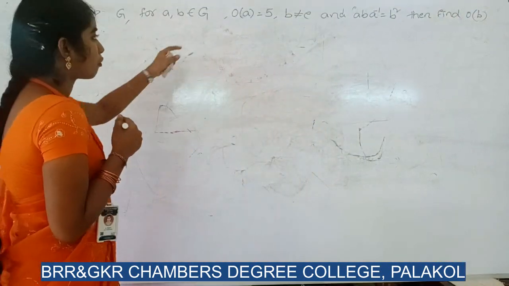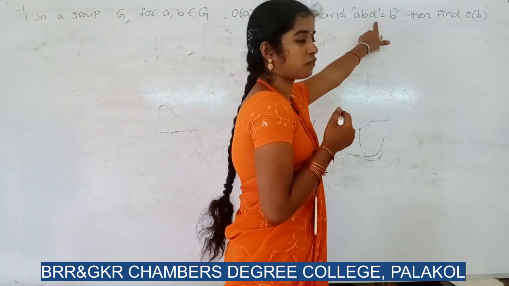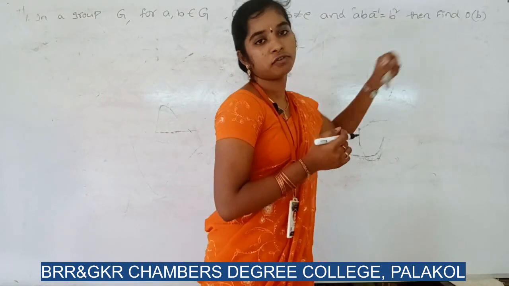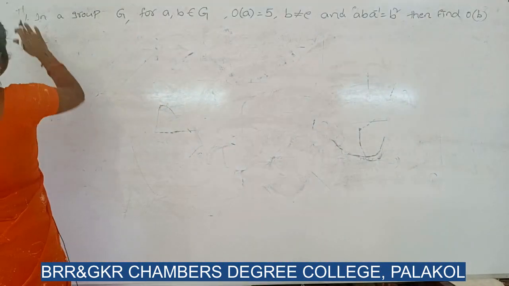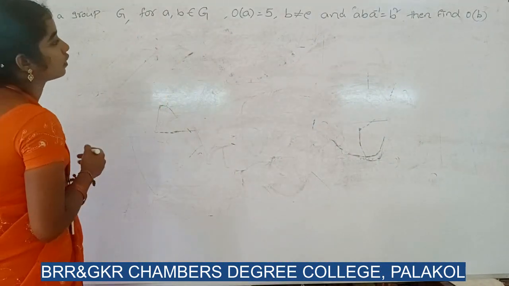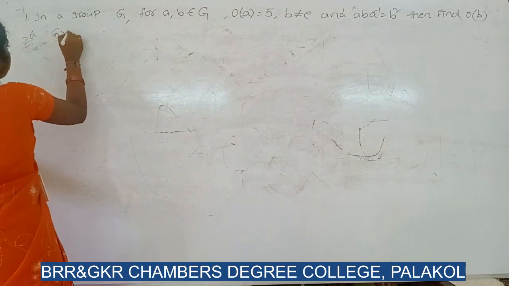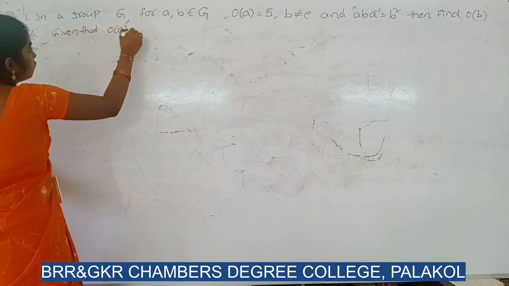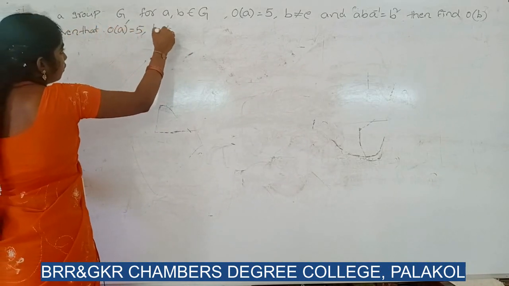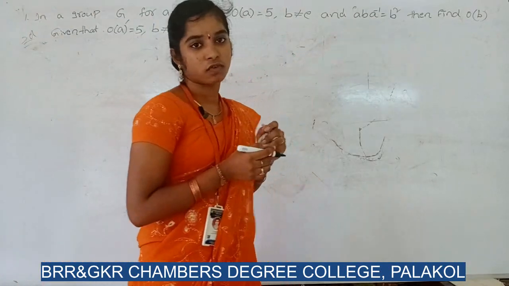Already given that the order of a equals 5, b is not equal to e, and a b a inverse equals b square. So how do we find the order of b? Let us start the solution. Given that the order of a equals 5 and b is not equal to e, let us consider a b a inverse equals b square.